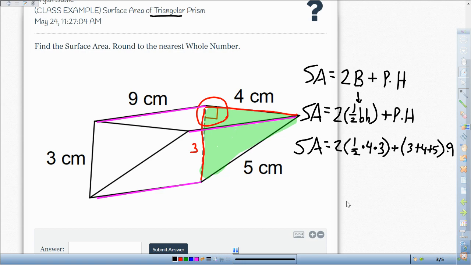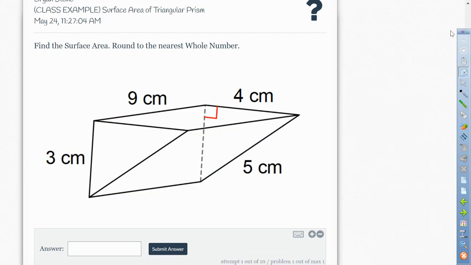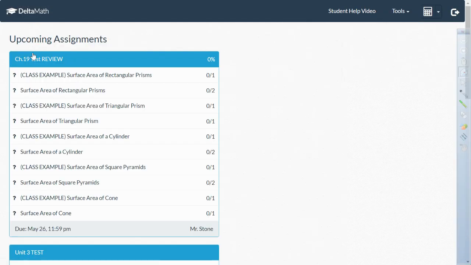Okay, another problem. It is saying how we should round to the nearest whole number. I'm getting 120, which is a whole number. Just remember, whole number, it means no decimals. All right, so yeah, that's how you would round this one. But yeah, we're getting a nice clean 120. Alrighty, so yeah, I would recommend going back and trying out the other triangle prism problem. Okay, but I'm going to move on to the next class example, looking at the surface area of a cylinder.